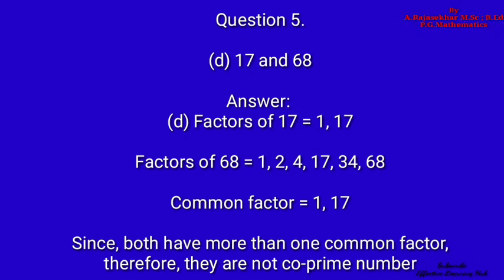Next, D question, 17 and 68. Factors of 17 are 1 and 17. Factors of 68 are 1, 2, 4, 17, 34 and 68. So the common factors are 1 and 17. Since both have more than one common factor, therefore they are not co-prime numbers.